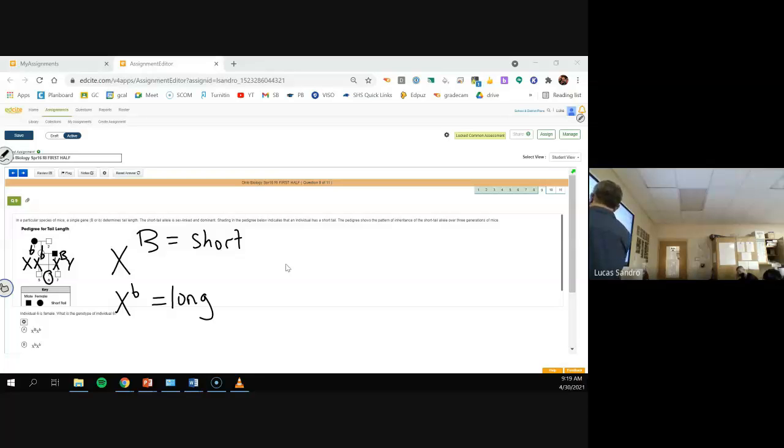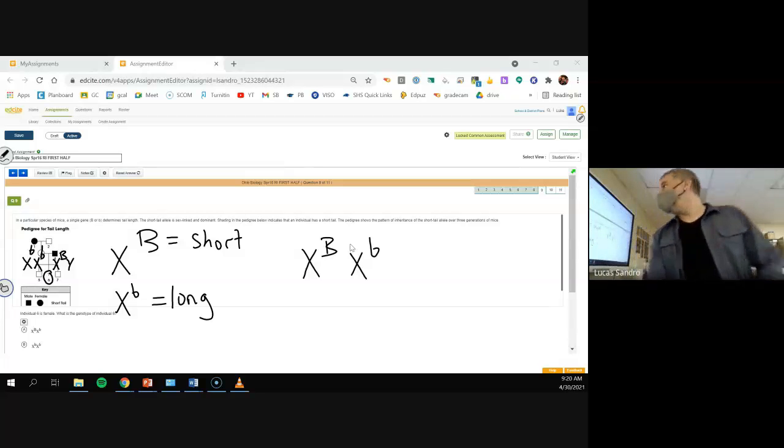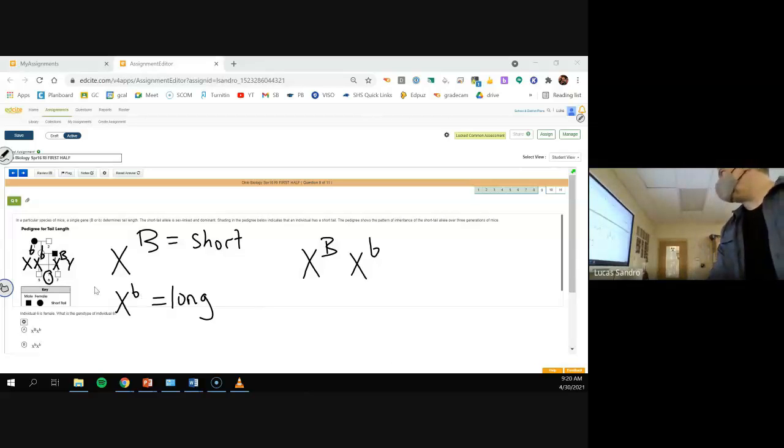This is easy once you get it, because this is supposed to be a female. Individual 6 is female. What's her genotype? Well, her genotype is going to be what came from dad, which is X big B, and what came from mom, which had to be X little b. She is a carrier. She is X big B, X little b, which is letter A.